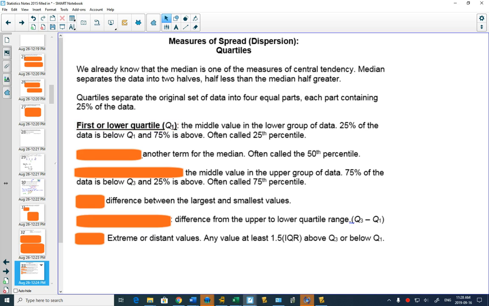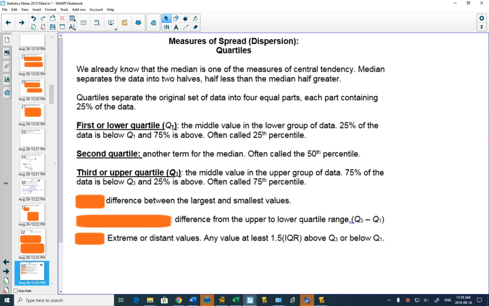So the first or lower quartile, which sometimes is written as a Q with a little 1, is the middle value of the lower group of data. 25% of your data is less than that first quartile, and the other 75% is bigger than the first quartile. The 50th percentile is sometimes called the second quartile, because if you have 2 quarters, that's like 1/2. Then we have our third quartile.